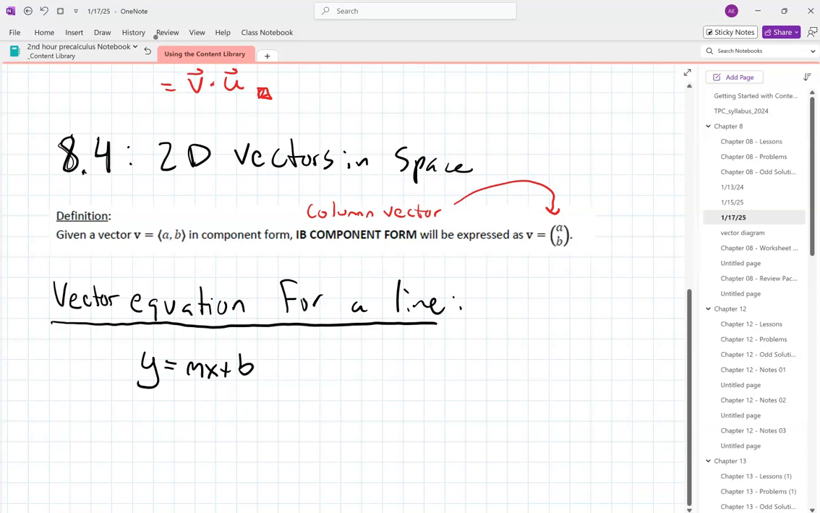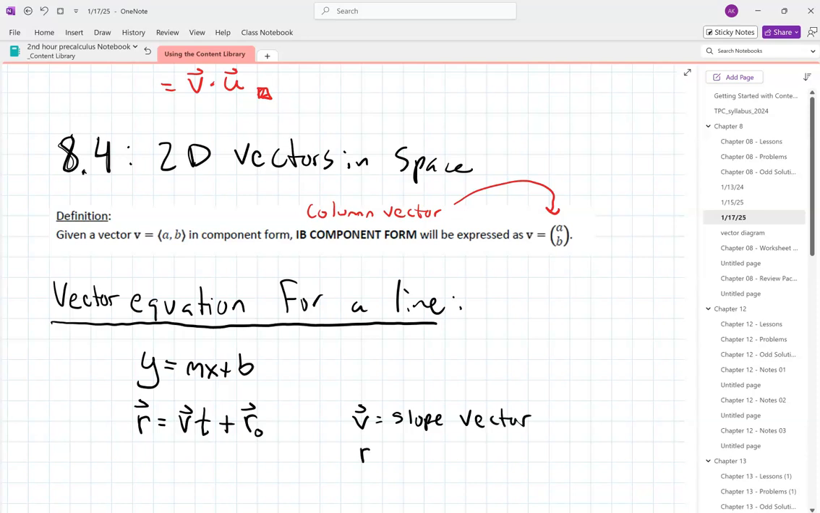So our vector equation for a line we're going to write in the following way. We're going to write r equals vt plus r naught. So vector v we call our slope vector. And vector r naught could be any point on the line y equals mx plus b. And then r is going to be like a vector coming out of this.